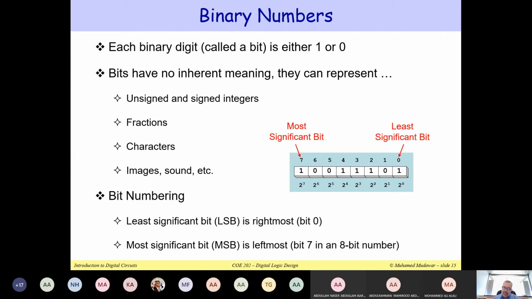So the weight of bit 0 is 2 to the power 0, which is just 1. And the weight of bit 1 will be 2 to the power 1, which is 2. Then we have 4, 2 to the power 2 is 4, 2 to the power 3 is 8, then 16, 32, 64, and 128. So this is an 8-bit number, and each bit has a weight. So the weight depends on the position of the bit inside the number.